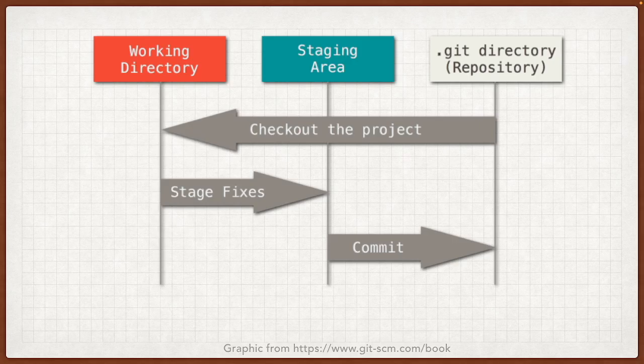So how does Git work? The most important thing you need to know when you're using Git is that there are three main states for files: modified, staged, and committed.